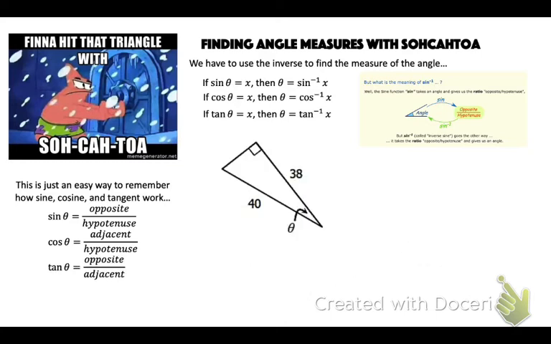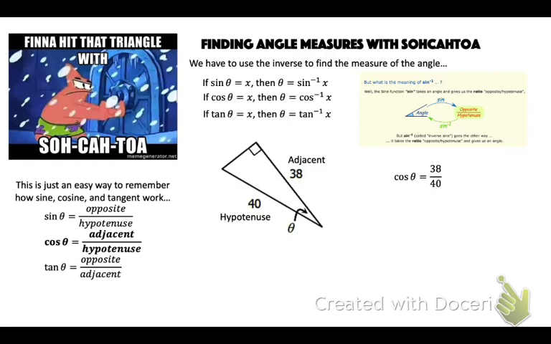All right, let's do this one. So here we're given adjacent and hypotenuse, which would be cosine. So this will be cosine of theta equals 38/40. Take the inverses of both sides, and we get theta equals cosine inverse of 38/40, which is approximately 18.2. Which makes sense. That angle looks like it's pretty small.